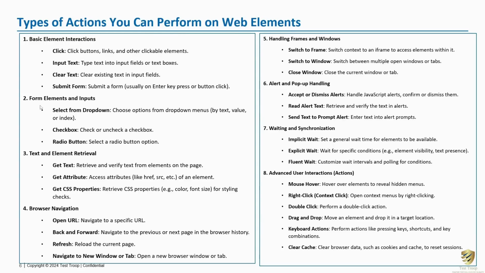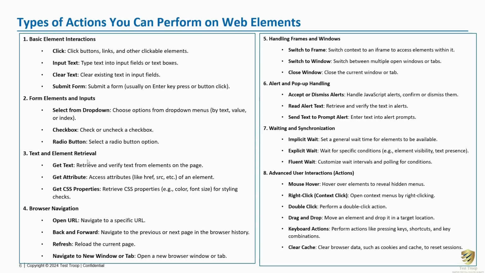The second category is form elements and inputs. Select from a drop down: you can choose a particular item in a drop down menu or list by using the text, the value, or the index. We will do this operation when we work with drop downs and list boxes. With check boxes, you can check and uncheck, select or unselect. With a radio button, you can select a particular item.